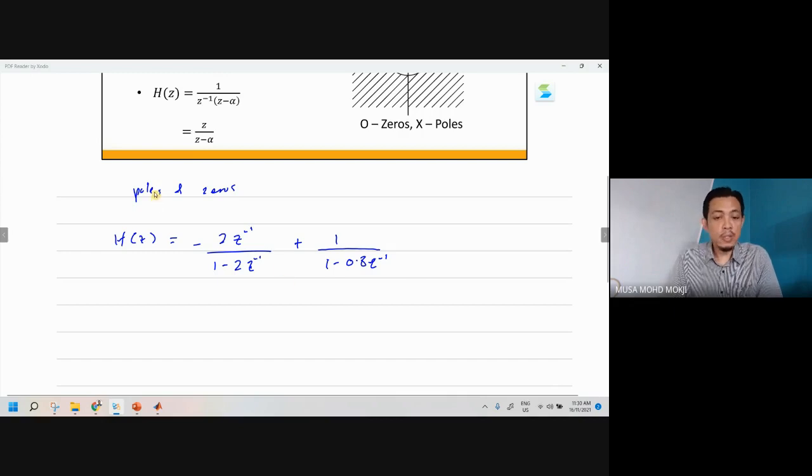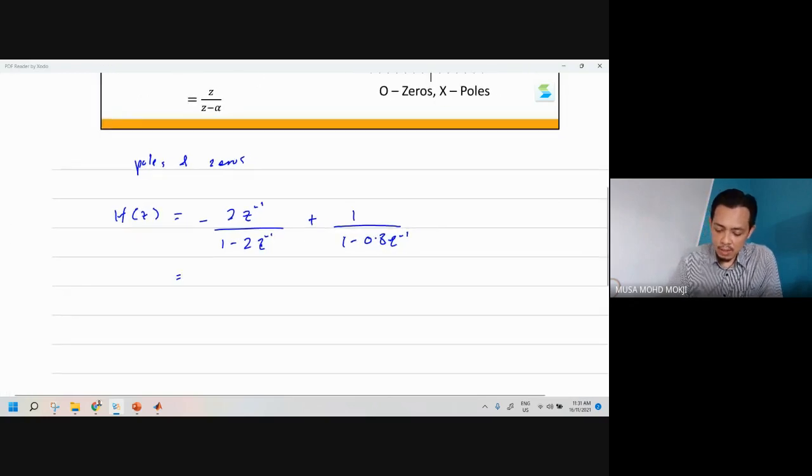Poles are actually roots of the denominator. So we need to combine these two terms so that we can see what the roots will be. And what are the zeros? Zeros are the roots of the numerator. So after we combine both, we can see what the numerator will be. Then we need to find the roots for it. And to do that is actually quite simple.